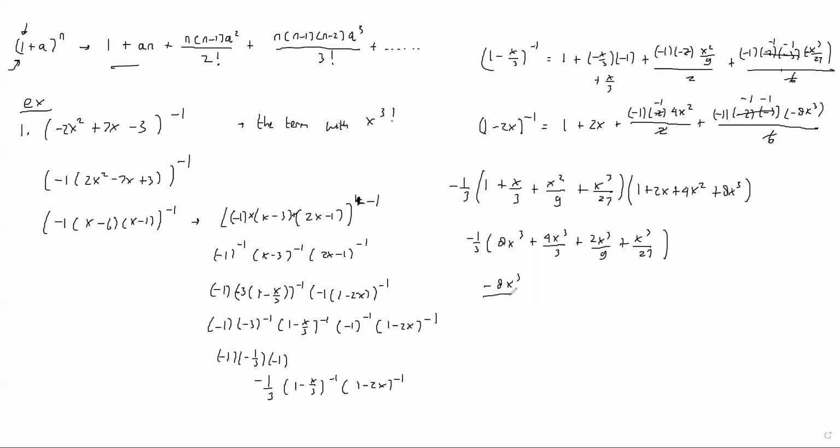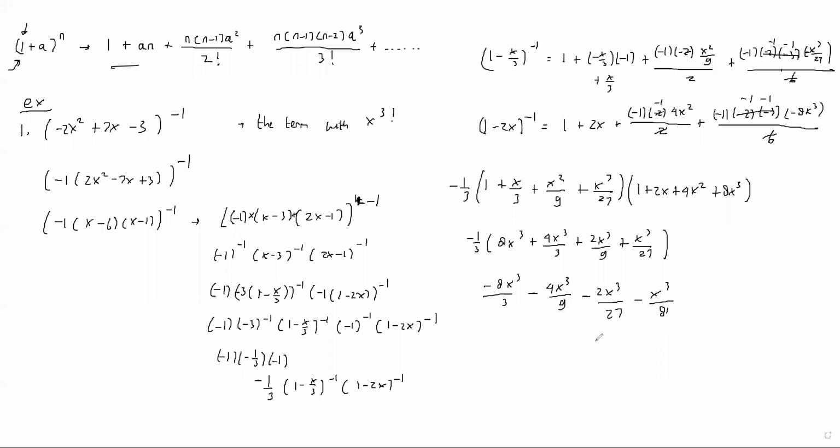8x cubed over 3. And then add it again by, okay, it's still negative, sorry. Change the positive sign to the negative here. Negative 4x cubed over 9. Negative 2x cubed over 27. Negative x cubed over 81. And this will be the final answer. Oh, actually, no, it's not the final answer. We still need to add them together, right? Because everything is in x cubed here.